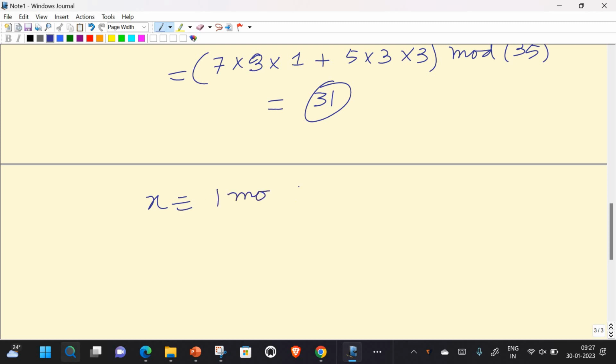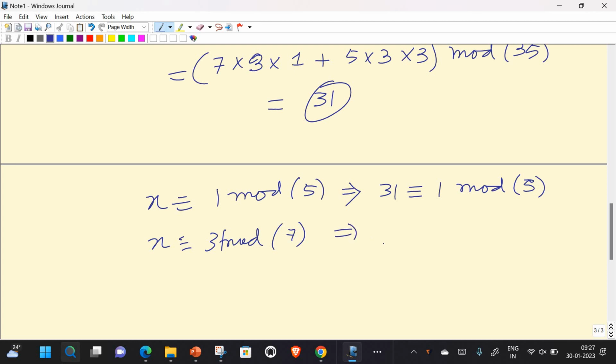x congruent to a1 mod of 5. So this can be written as 31 congruent to 1 mod of 5, and another equation was 31 congruent to 3 mod of 7. This is the process involved with the Chinese remainder theorem. Nothing else is required except that you have to find out x from a given set of congruent equations. Okay? And make sure that the individual moduli are co-prime to each other.